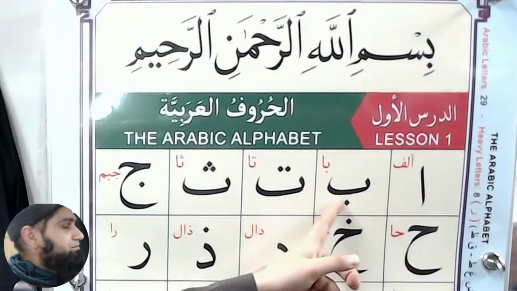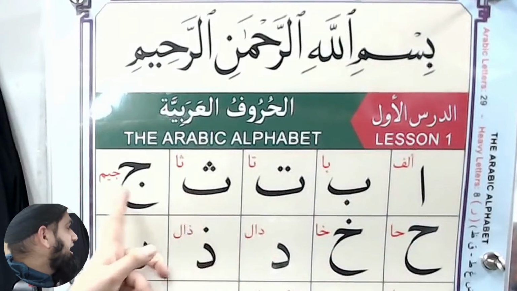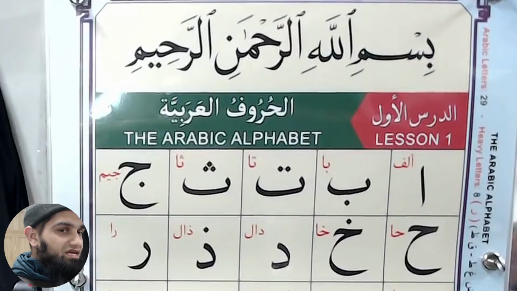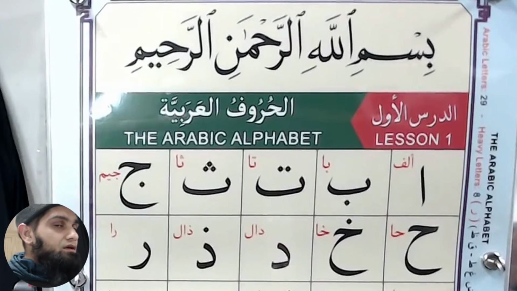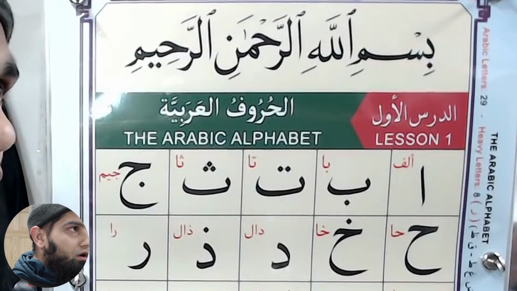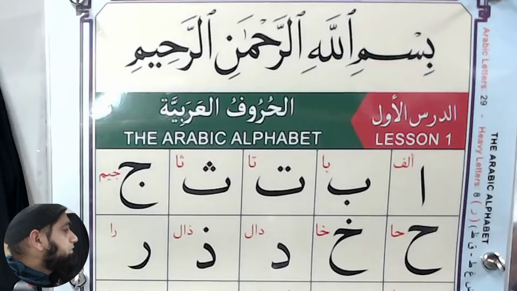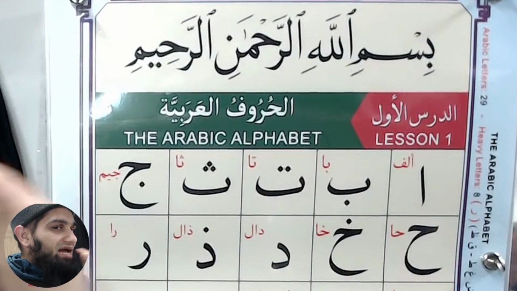Alif, ba, ta, tha, jim, ha. The final letter for this session is the first heavy letter. It ends with alif. Let's pronounce it. Kha, kha, kha. Now this letter comes from the top part of the throat. You can feel it in the back of the mouth.